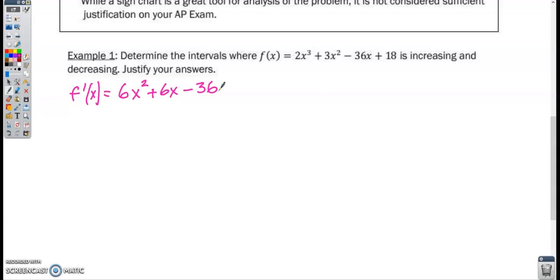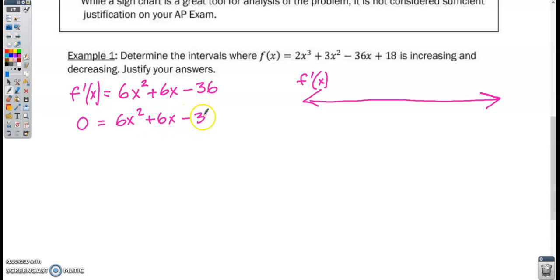The next thing I'm going to do is make a number line, and I'm going to label it f prime of x. This is going to be our sign chart that we use to analyze the behavior of the derivative. So we're through our first 2 steps of our process. The next thing I'm going to do is determine where the derivative is equal to 0. So I'm going to set f prime of x equal to 0.